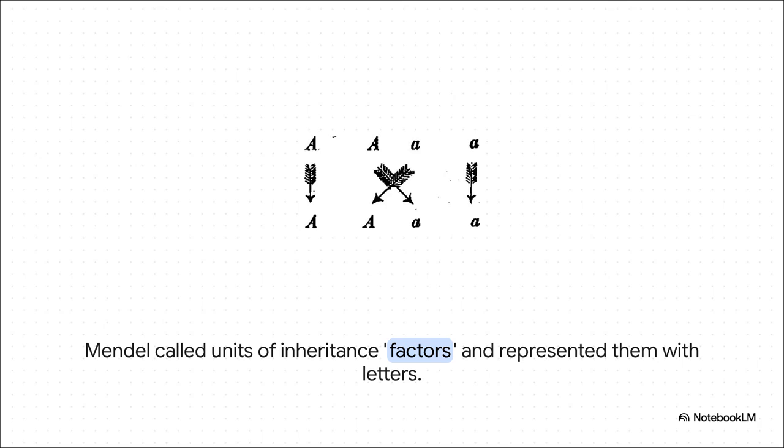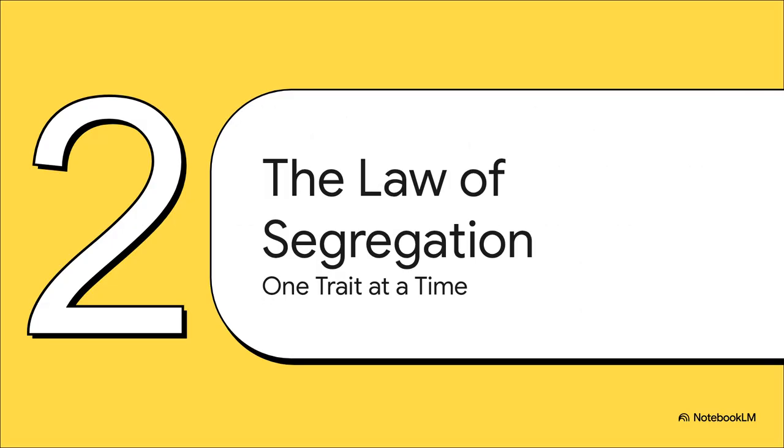And he proposed that for every trait, a plant had 2 of these factors. He used a simple code, a capital letter for a dominant factor, the one that always shows up, and a lowercase letter for a recessive one, the one that can hide. This simple idea was revolutionary. So let's see how he used this to make his first huge breakthrough.